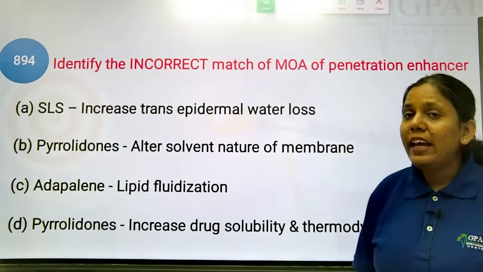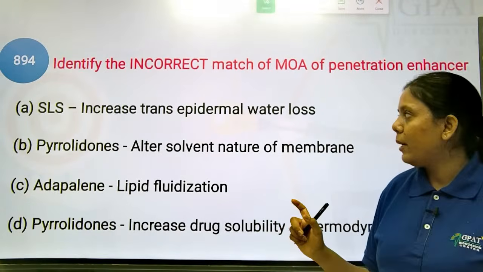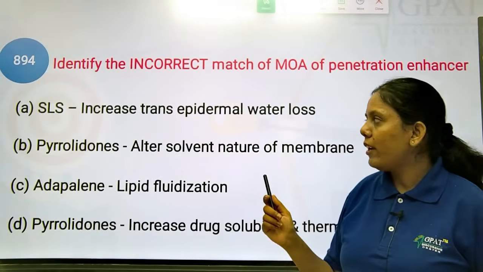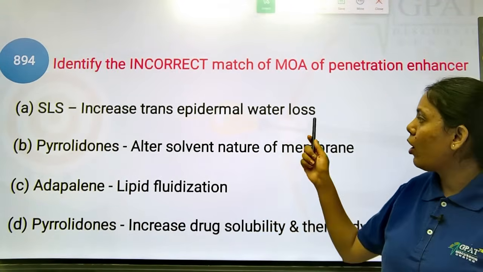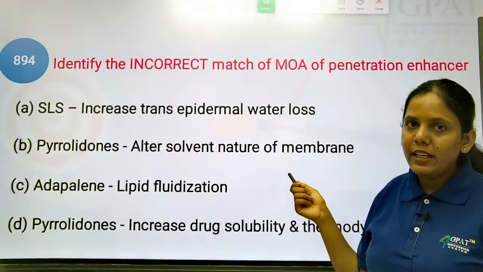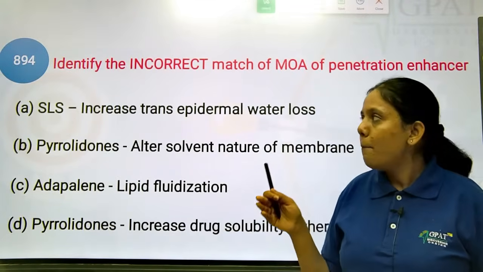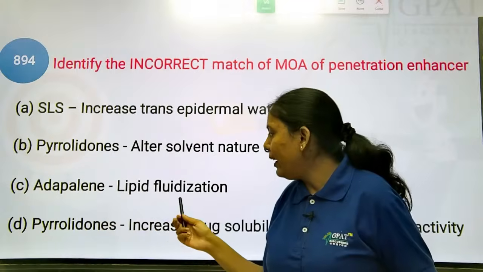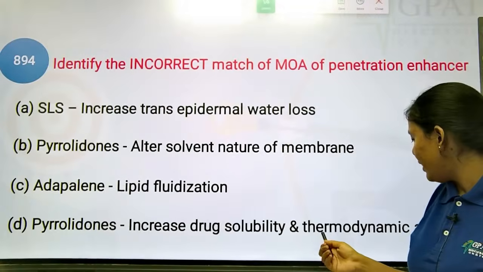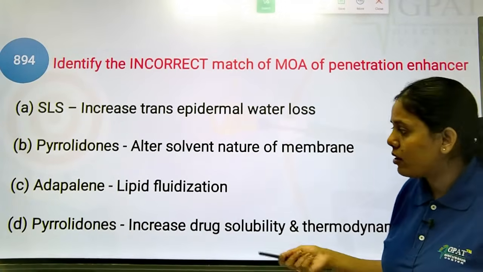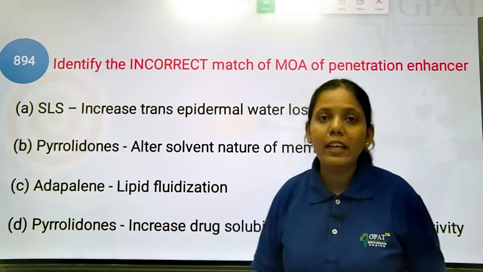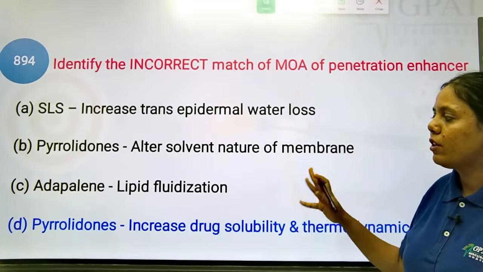Next is, identify the incorrect statement. Read the question. SLS increases transepidermal water loss. Yes, sodium lauryl sulfate increases the transepidermal water loss. This is a correct match. Pyrrolidones alter the solvent nature of the membrane, yes, and that is the reason they act as penetration enhancers. Lipid fluidization, yes. Pyrrolidones increase drug solubility and thermodynamic activity, no, that is done by sulfoxides. So pyrrolidones alter the solvent nature. D is the incorrect match. Okay, D is the incorrect match.